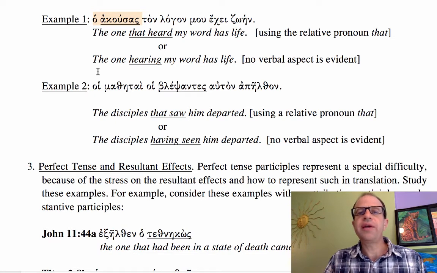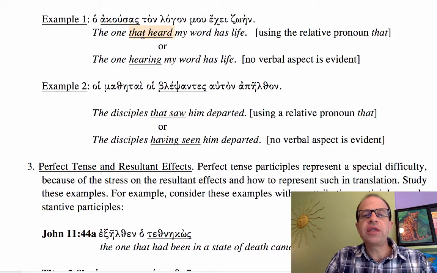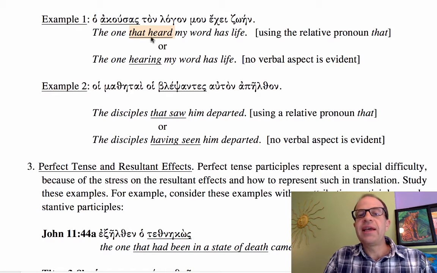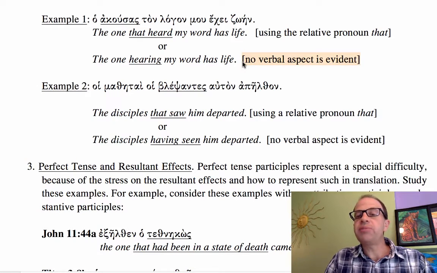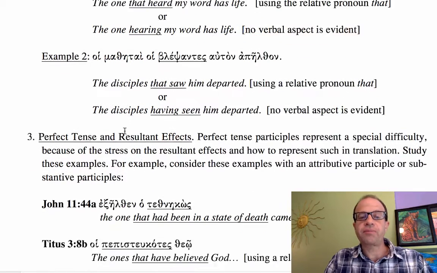Now notice that the one hearing is rather vague in terms of time sequence, but if we were to try to render it as time prior, we would need to use the relative pronoun that, and then render the aorist participle in past time. So the one that heard my word has life. Or if we unmark the translation for time, we would say the one hearing my word has life. So in this case, verbal aspect or time is not evident.